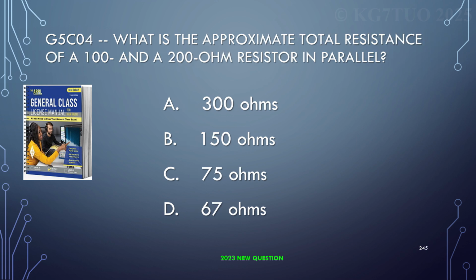Approximate total resistance of a 100 and a 200 ohm resistor in parallel. 100 and 200 in parallel. What number does it have to be below? 100. Has to be below 100, right? Yep. Okay, so now, 75 and 67 are pretty close. Now we have to do the math or memorize the answer.